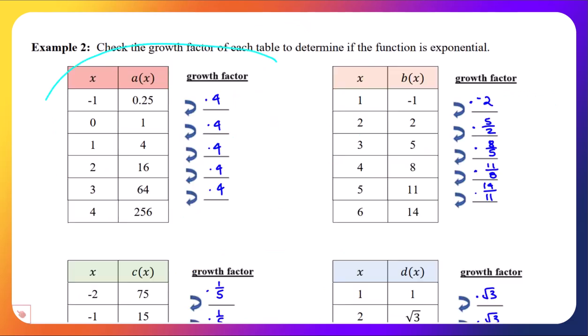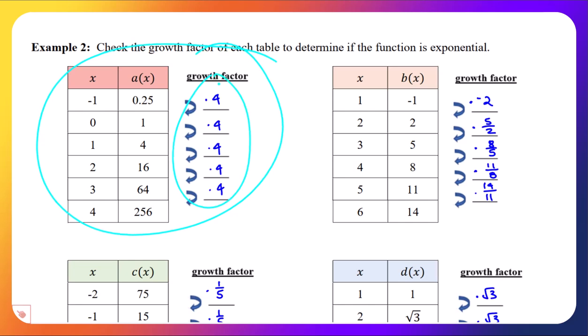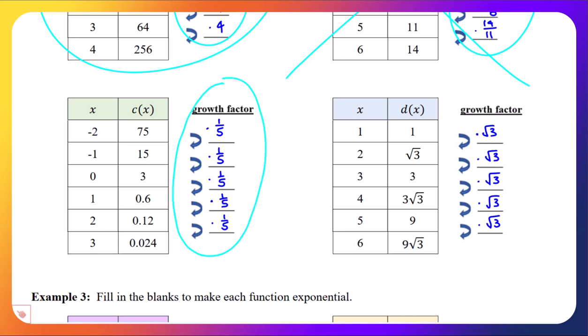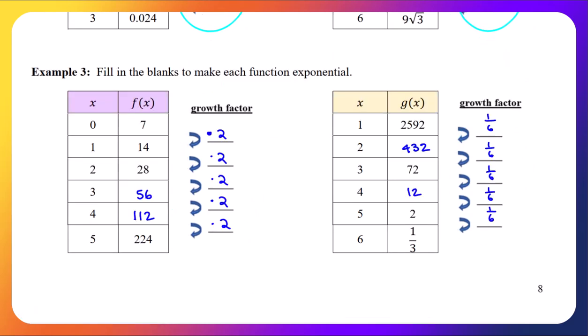So in this example, I am multiplying by 4 each time to go from one term to the next, so that is exponential. Here, though, the growth factor is not the same from one term to the next, so it is not exponential. Here, in each term, I am multiplying by 1/5 or dividing by 5, so that is exponential. And here, I'm multiplying each term by root 3. That's also exponential.